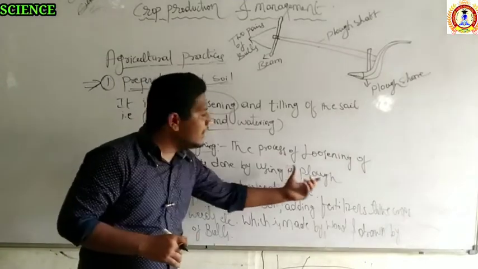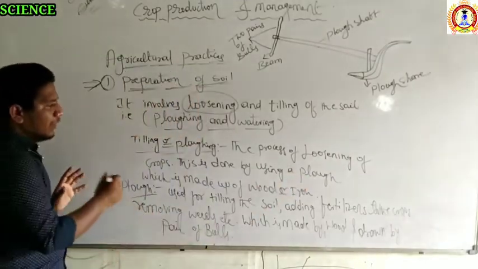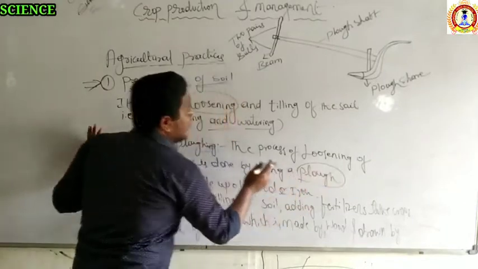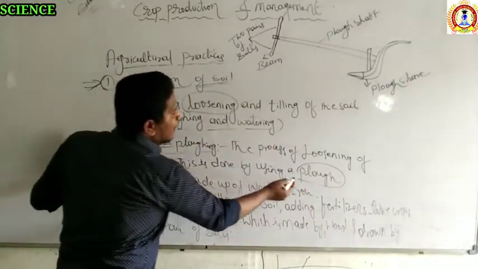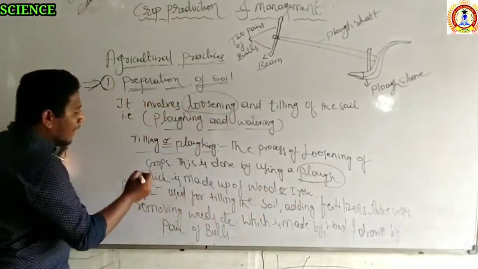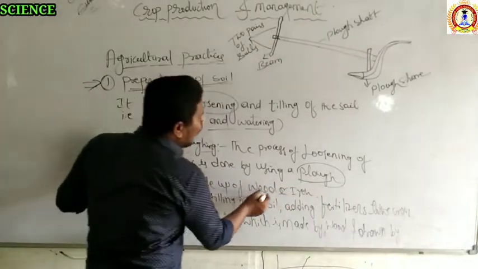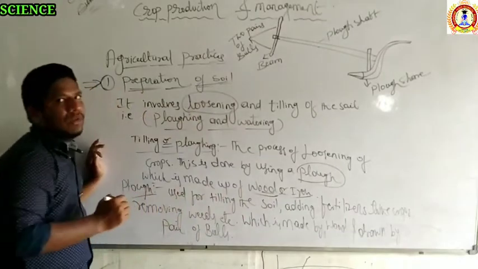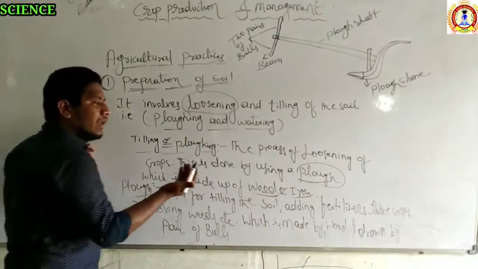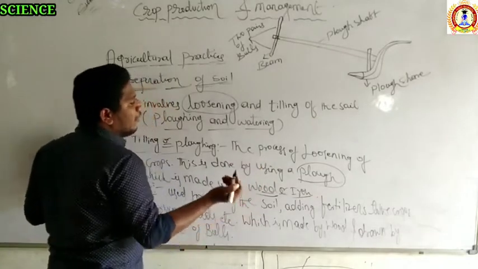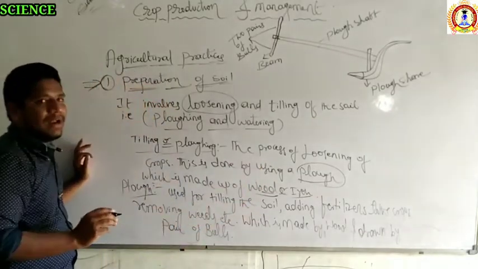This is done by using the plough. Right. Then what does the plough mean? It is the process of loosening of the crops, and this is done by using the plough. The plough is actually made up of wood or iron. It depends upon the farmer. They make it with wood, or sometimes the farmer will prefer to use iron also.